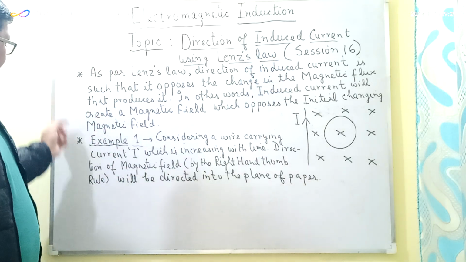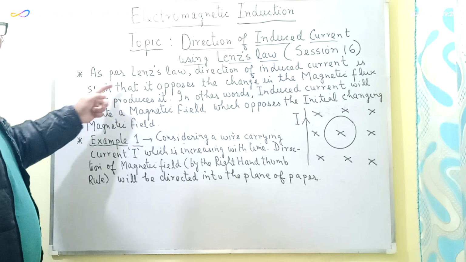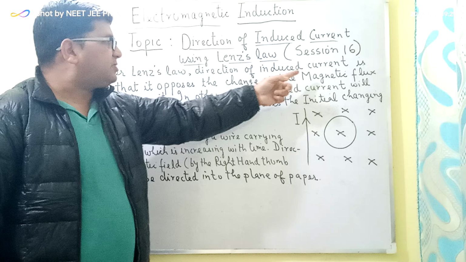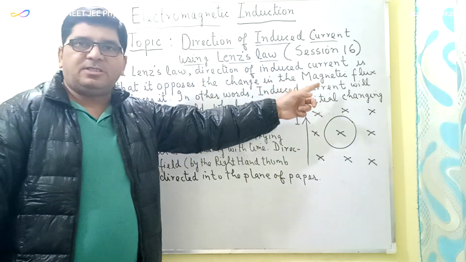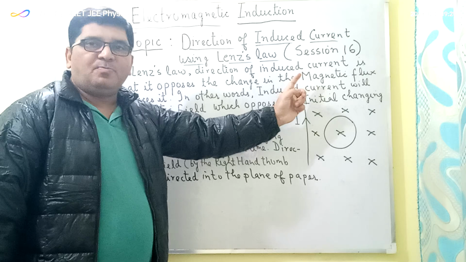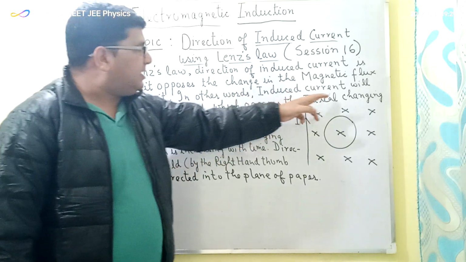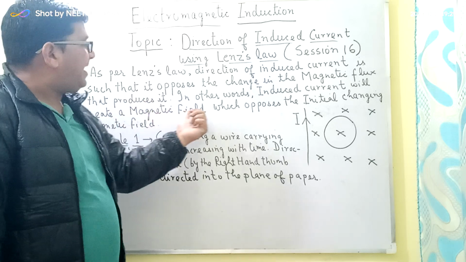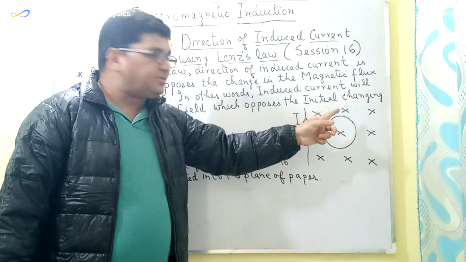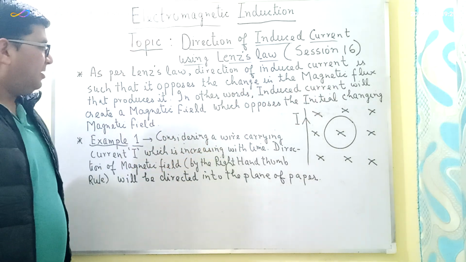So here I have written two important points. The first point says that as per the Lenz law, the direction of the induced current is such that it opposes the change in the magnetic flux that produces it. Or in other words, we can say that the induced current will create a magnetic field which opposes the initial changing magnetic field.